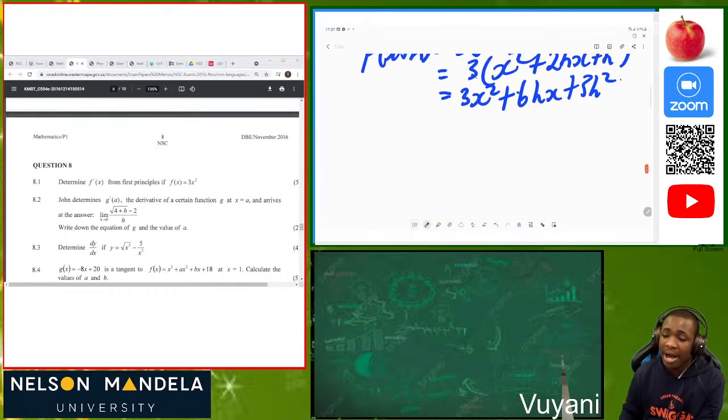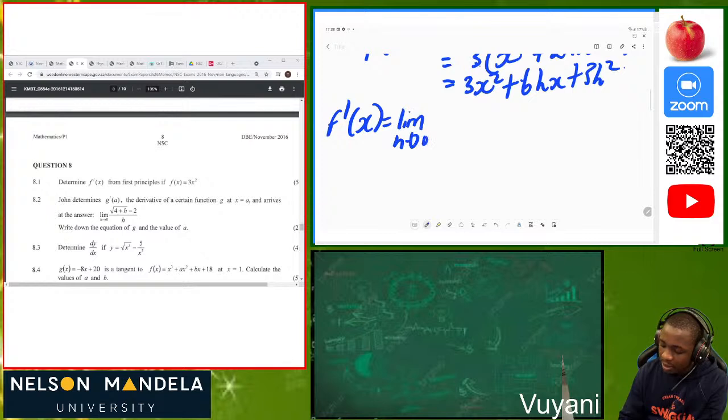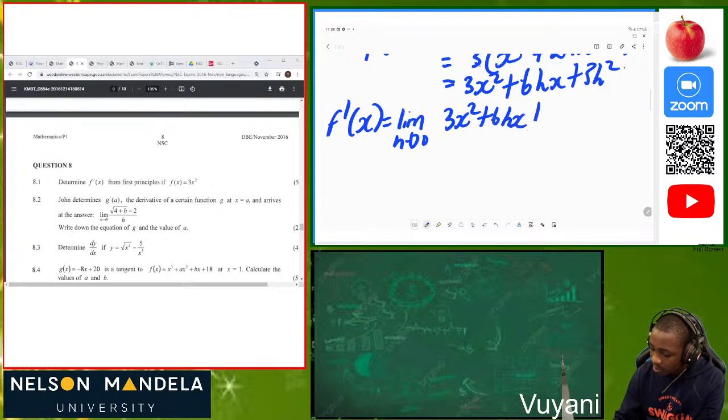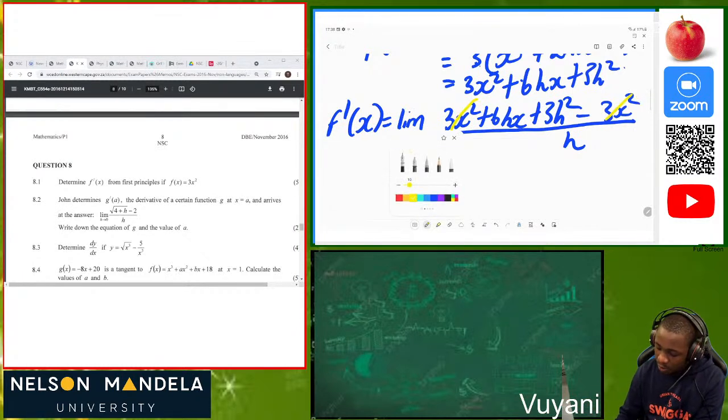Now, let's determine by first principles. f prime of x will be equal to the limit as h approaches 0. What is our f of x plus h? It's 3x squared plus 6hx plus 3h squared, minus what is our f of x? Our f of x is 3x squared. We divide everything by h. Looking for like terms, 3x squared minus 3x squared is equal to 0. Then we proceed with our question.